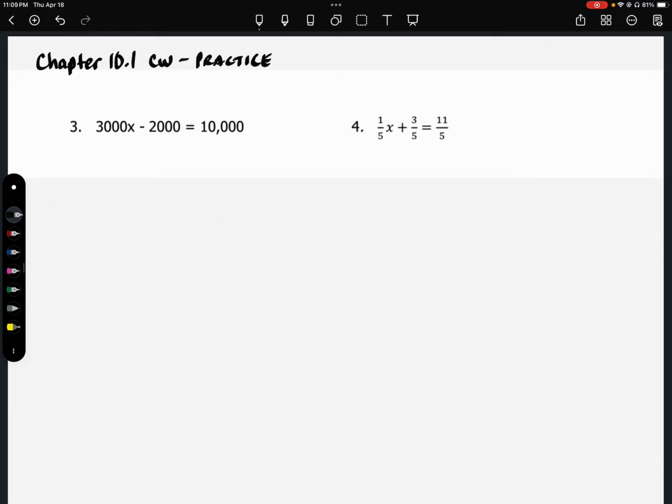So for number 3, we have 3000x minus 2000 is equal to 10,000. Now you could solve this one probably just as easily keeping it in the form that it's in, but since we're practicing writing things in a simpler form, we're going to notice here that each of these ends in 3 zeros, which means that 1,000 will go into each of those. So to simplify it here, we are going to divide each term by 1,000.